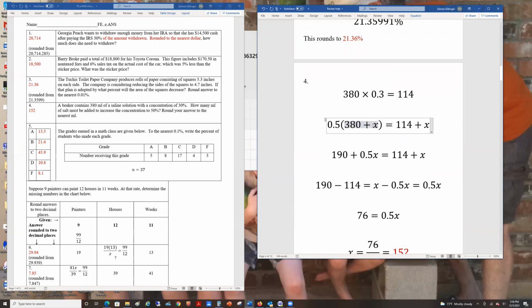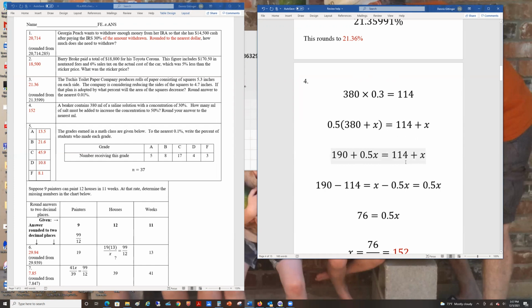How much? I don't know, X milliliters, so that the concentration increases to 50%. So I want the total volume is going to be 380 plus X milliliters, and the total salt is going to be 114 milliliters plus the X that was added. And we want the right-hand side to be 50%, the left-hand side. Multiplying out, 0.5 times 380 is 190, 0.5 times X is 0.5X, equals 114 plus X.